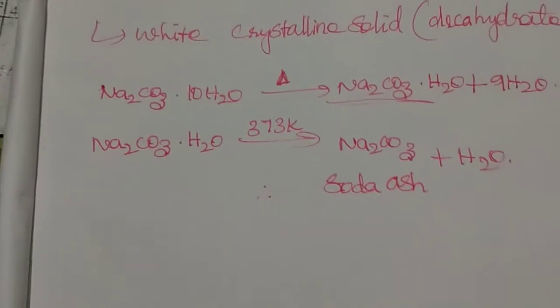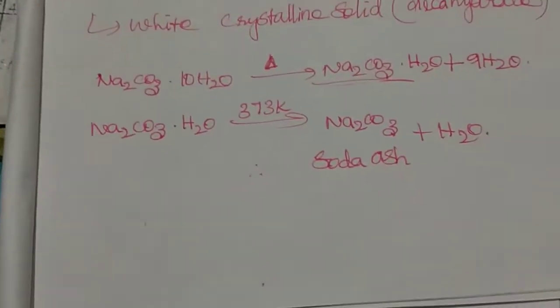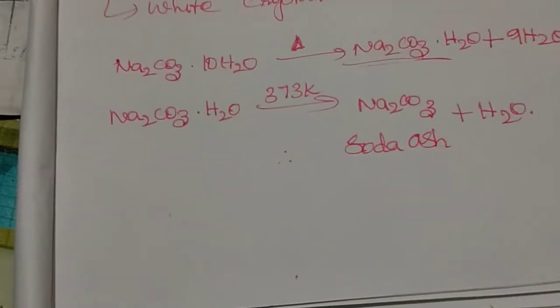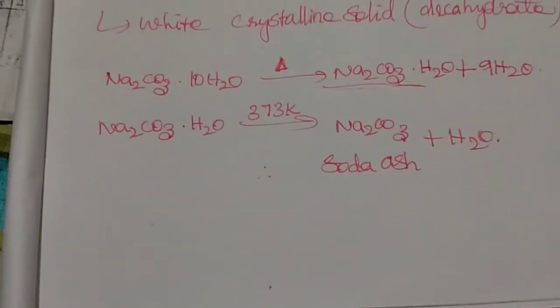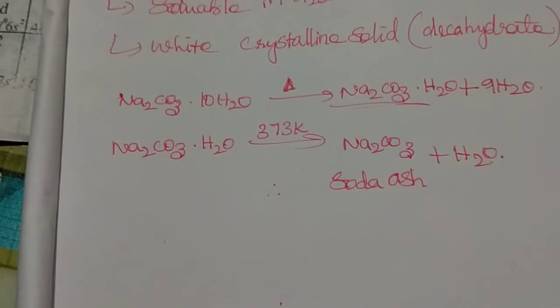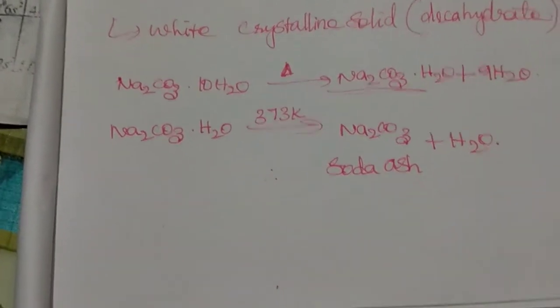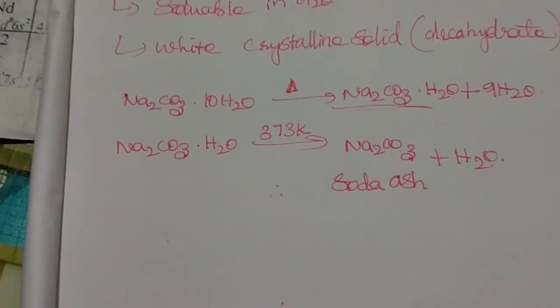Then one more use: we use this for manufacturing glass, paper, paint, etc. So this is all about sodium carbonate. The next compound is sodium chloride.